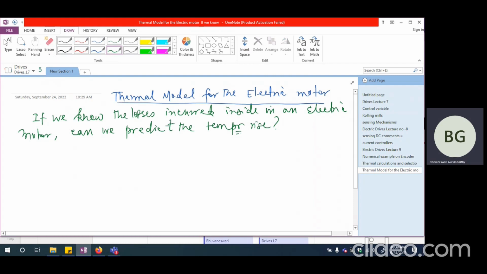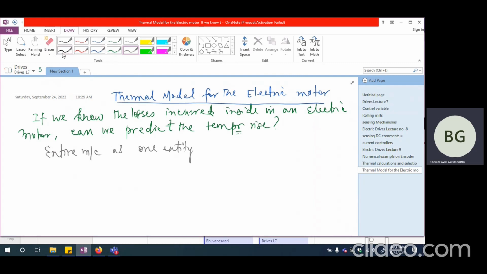This is what we want to know. Okay. So for this purpose, we are going to look at the entire machine as one entity. What we mean is, although the windings are made of copper, the insulator is a different material, the core is made up of iron, we are not going to treat each of them separately because we are looking at the entire thing to estimate the temperature rise approximately.